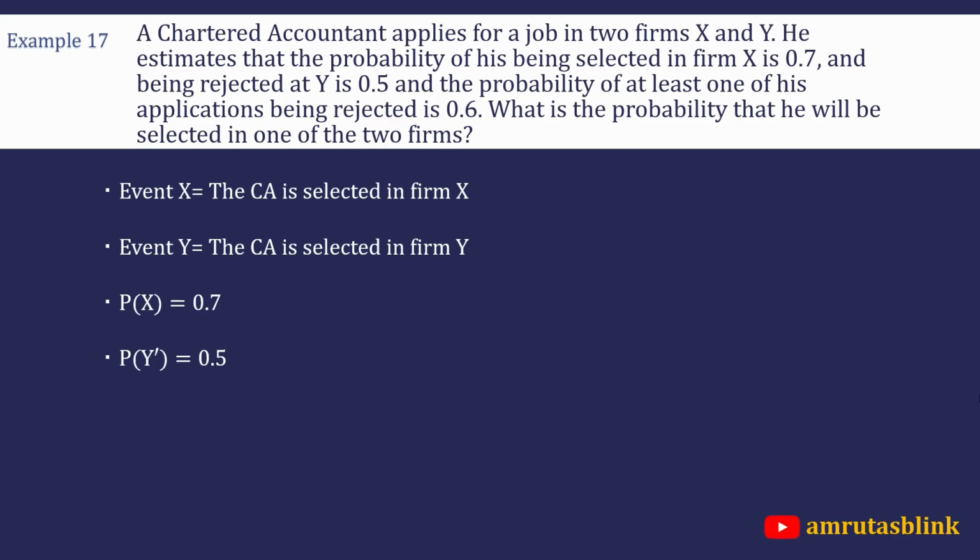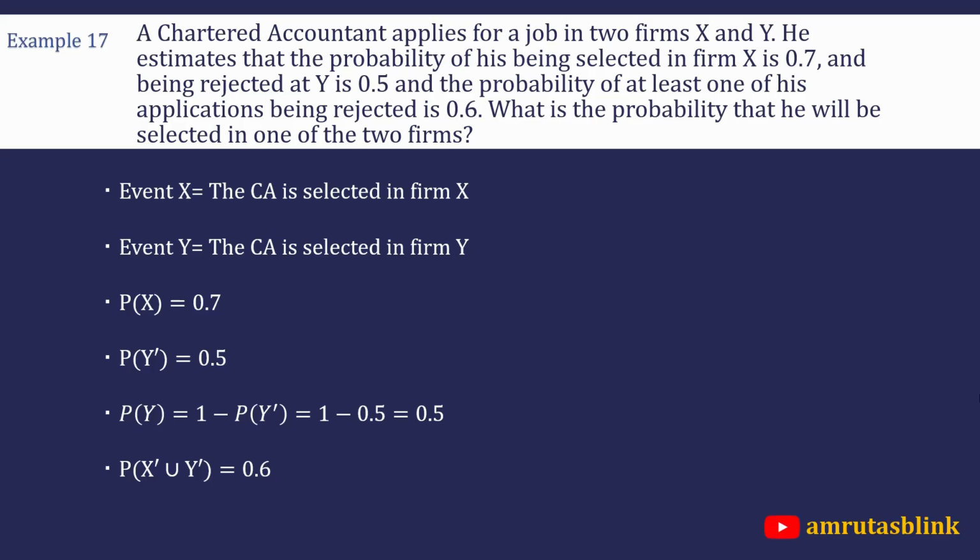Now what is event Y? That he is selected in the firm Y, but it is given that probability of he being rejected at Y. Hence we need to consider the complement event of Y. So being rejected, that means probability of Y complement is equal to 0.5. But we are aware probability of Y plus probability of Y complement is always equal to 1. Hence we can find out probability of Y is equal to 1 minus probability of Y complement, that is 1 minus 0.5, which is equal to 0.5. So probability of X is 0.7 and probability of Y is 0.5.